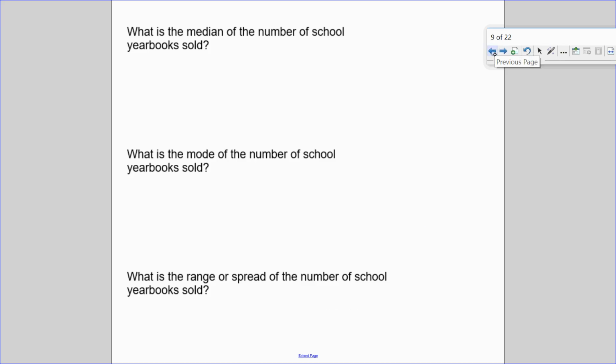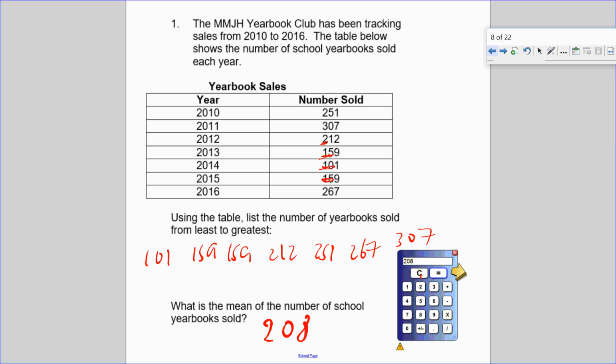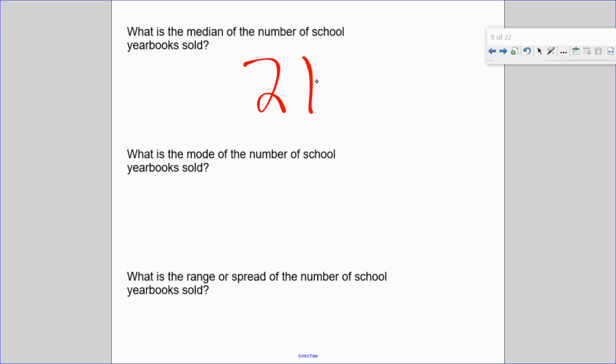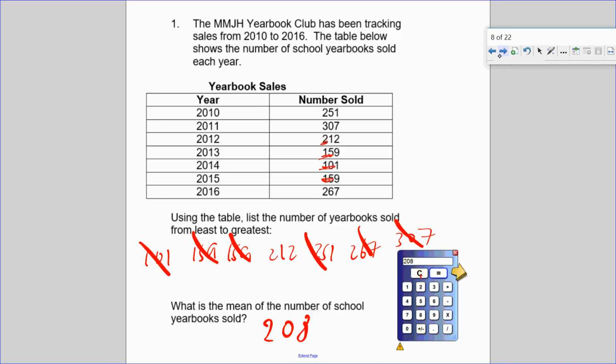What is the median? We're finding median, middle. Make sure the numbers are in order. The middle is 212. What is the mode or most repeated? Well, it looks like 159 is the only number that repeats twice.